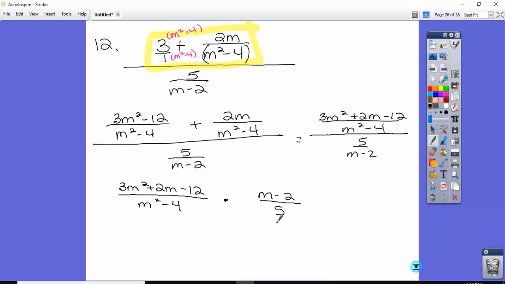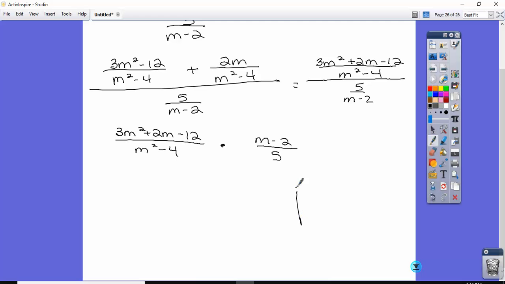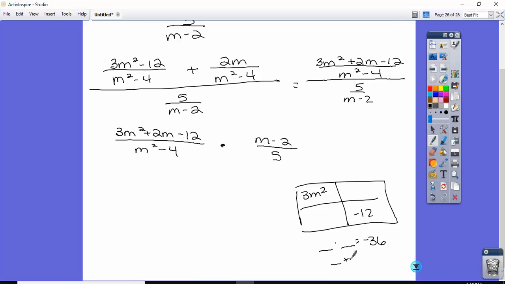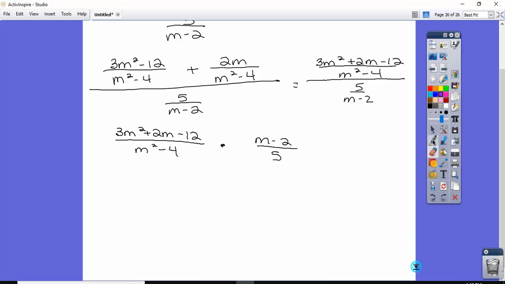Okay. With multiplying and dividing, I always tell you to factor first and see what cancels out. If I try to factor the top, you have 3m squared plus 2m minus 12. So I need two things that multiply to negative 36 and add to positive 2. Are there any numbers? Multiply to 36, it's 1 and 36, 2 and 18, 3 and 12, 4 and 9, 6 and 6. So it doesn't factor. By the way, what do we call something that doesn't factor? Prime. Okay, so the numerator doesn't factor. I'm just going to leave it as it is.